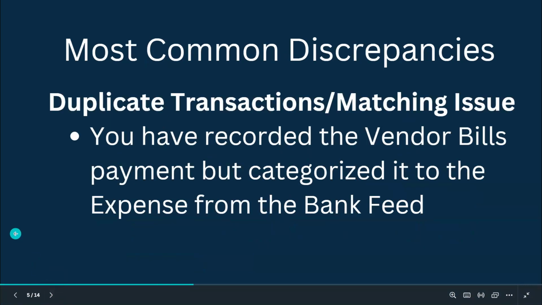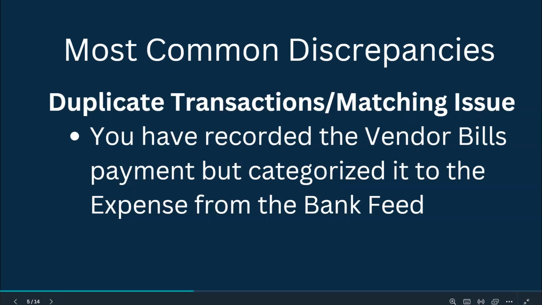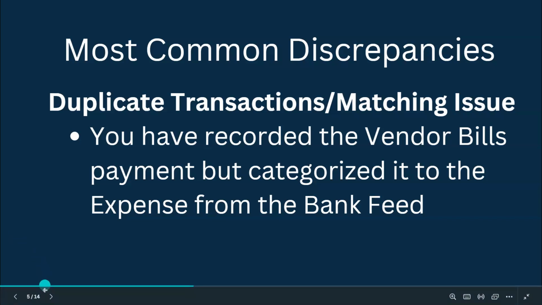And same thing with this one. You recorded vendor bills, and recorded payment for the vendor bills, but categorized it to expenses from your bank feed. That's no good. You need to match it.